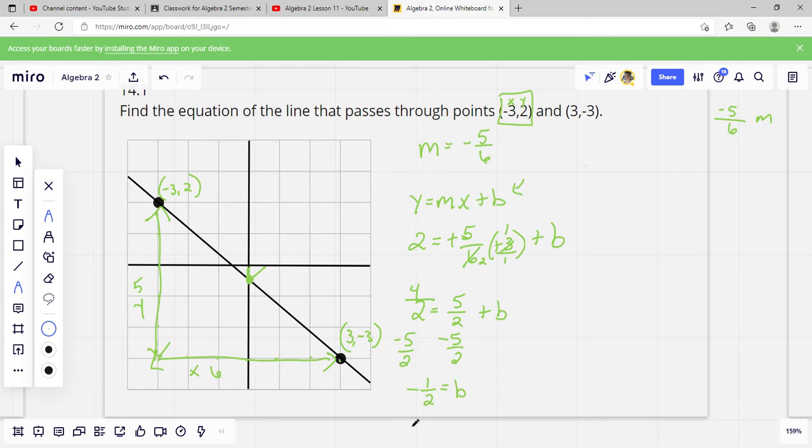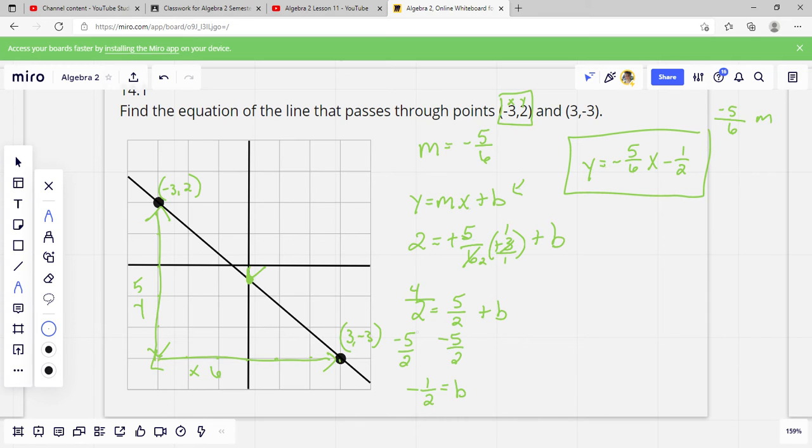Now we can write the equation. y equals, our m is -5 over 6, x plus our b, which is -1/2. So I don't need a plus, I need a minus. And that would be the equation for our line.